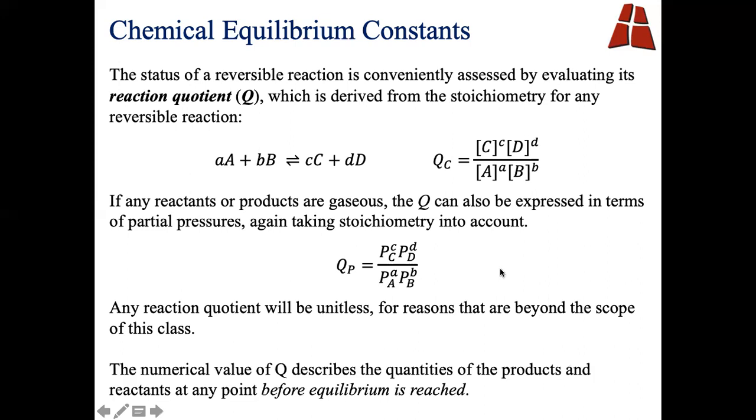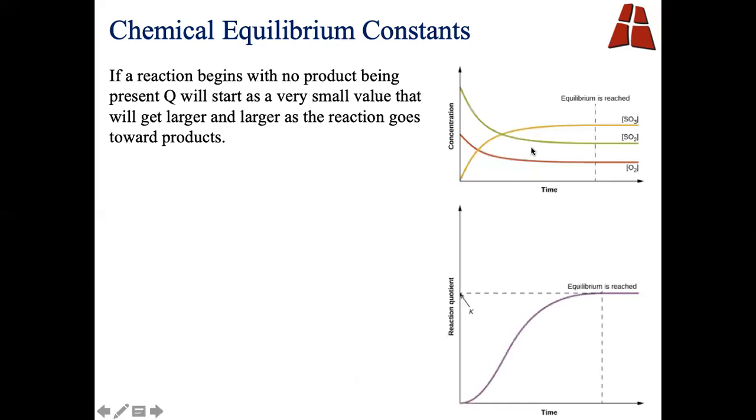Okay. And so what the numerical value for Q ultimately describes for us here is the quantities of our products and our reactants and the ratio between them before our equilibrium has been reached. And so this is key, that Q, our reaction quotient, is representative of non-equilibrium conditions, okay? And so, for example, we have this line here that tells us when an equilibrium is reached in time. And so any time before we hit this dotted line is represented by our reaction quotient Q.